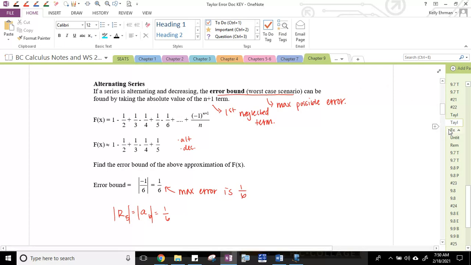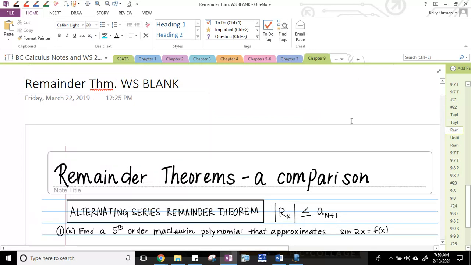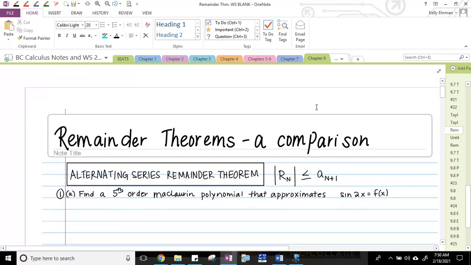Your homework tonight is this remainder theorems worksheet. All right, so work on this. I will post the answers and we will go over it during our next class.